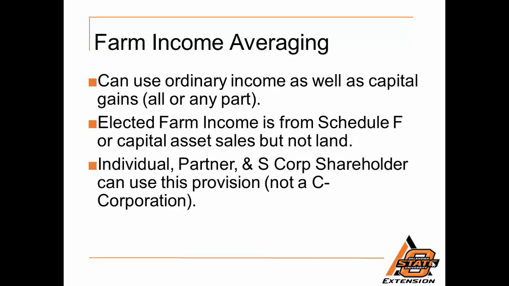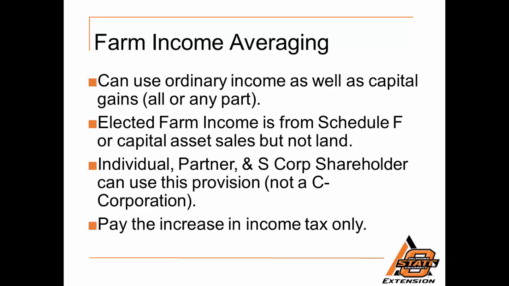It applies to individuals, a partnership, or an S corporation shareholder, but it's not for a C corporation. A C corporation is its own taxable entity, so it does not work. An S corporation or partnership is what they consider a flow-through entity, so the tax benefits flow back to the individual partner or individual S corp shareholder. Consequently, farm income averaging will work.